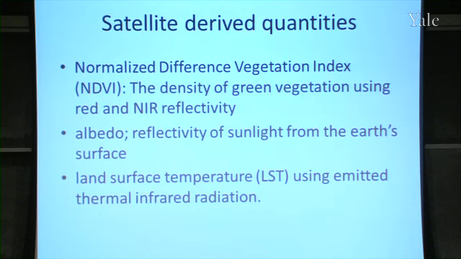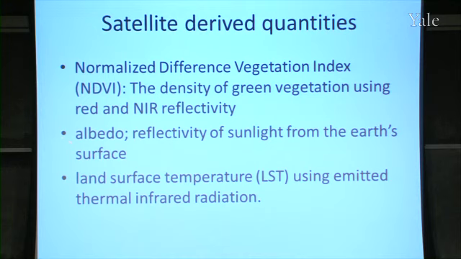So to come down to the core of it, we're going to be using satellites to detect 3 different quantities that'll tell us something about the nature of the Earth's surface. First is the Normalized Difference Vegetation Index, NDVI for short, which is a measure of the density of green vegetation. I'll show you a diagram for how this is done. It basically uses the contrast between how red light reflects from the surface and how near-infrared light reflects from the surface.